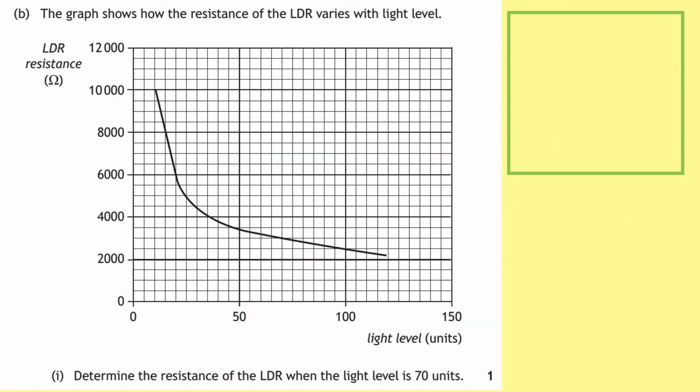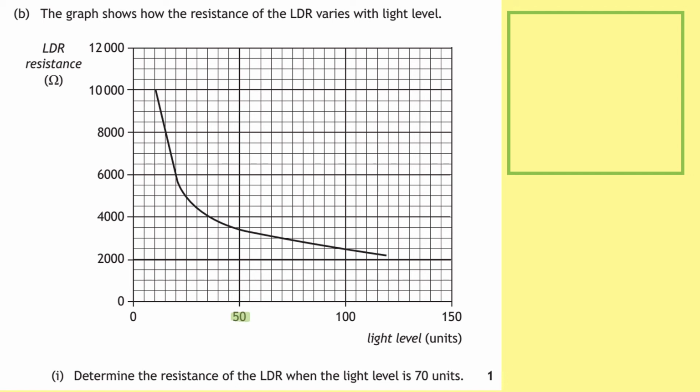Part B. The graph shows how the resistance of the LDR varies with light level. You need to determine the resistance of the LDR when the light level is 70 units. So we've been told the light level is 70 units. Let's find that on the graph. If you've been given a graph, you're definitely going to have to use that.